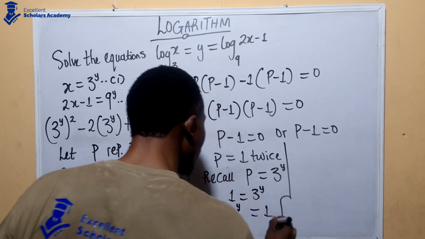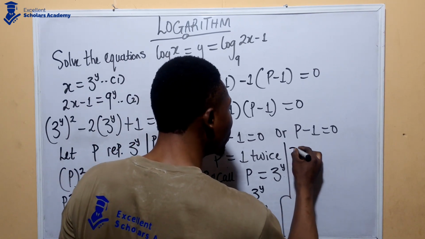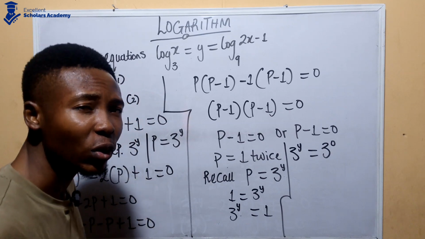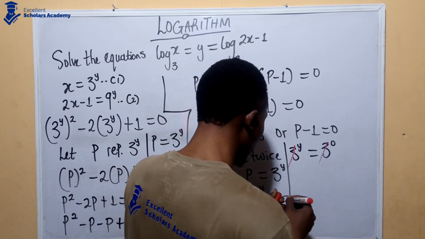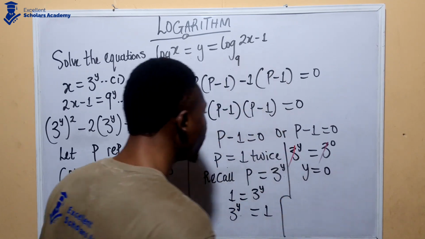So how do we do that? I want you to know that 1 is 3 to the power of 0. You can still write 1 as 3 to the power of 0. Anything to the power of 0, don't forget, is what? 1. So the 3 takes this away, and you are going to be left with y is equal to 0. Y is equal to 0.